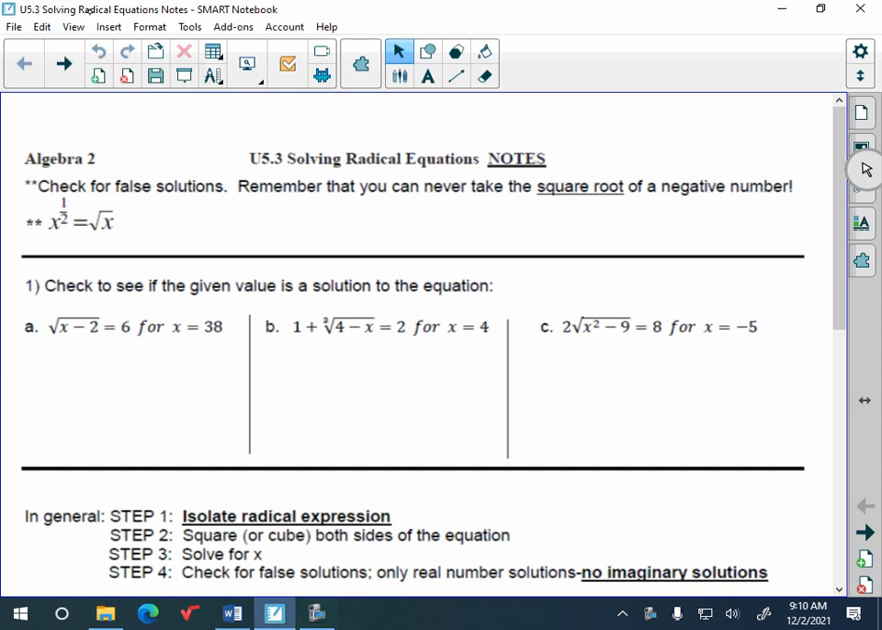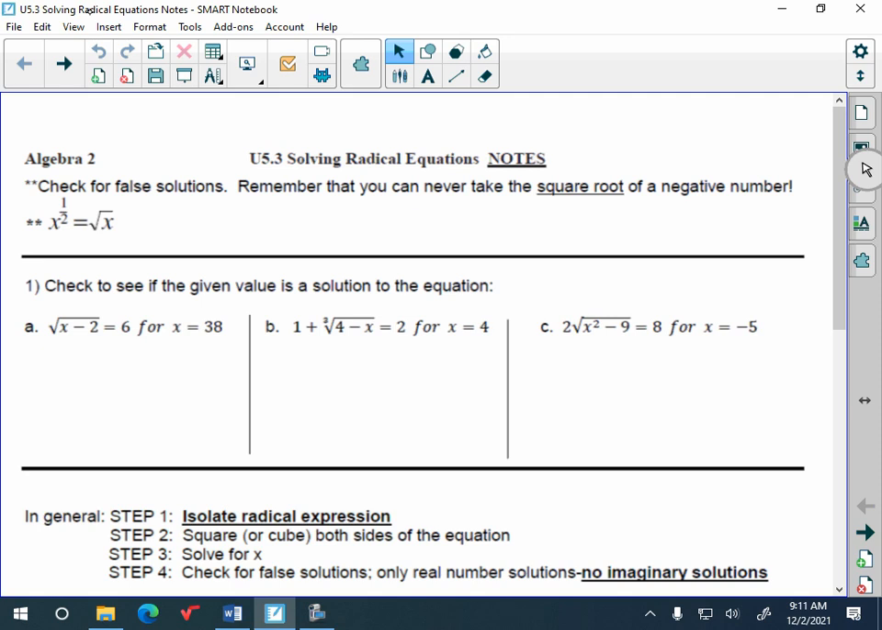All right, so just like with Unit 4, the fraction equations, we weren't allowed to divide by 0. We had to look at excluded values. Not every solution worked. With radicals, the same thing. Not every solution will work. So we have false solutions.